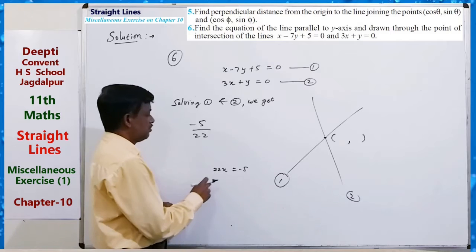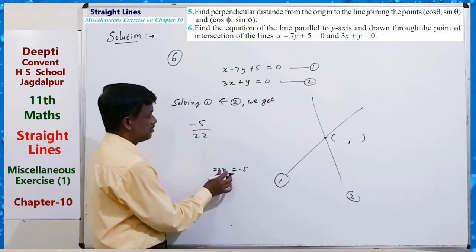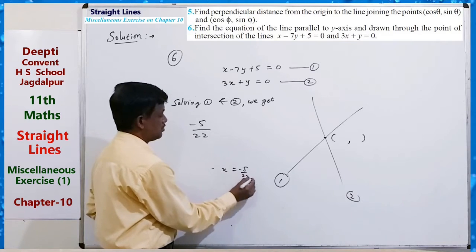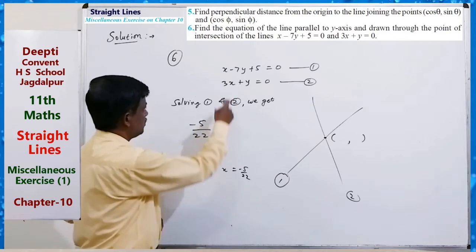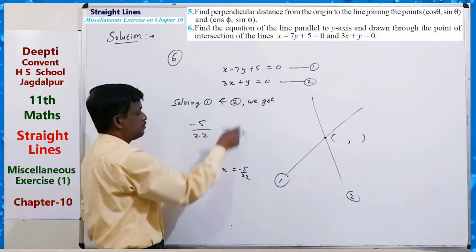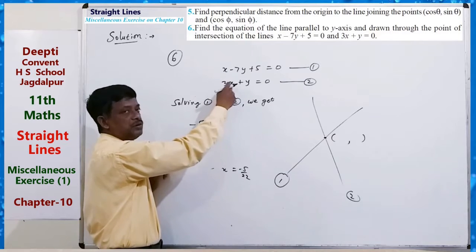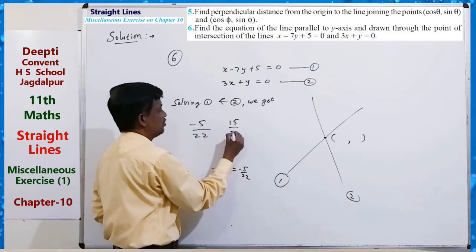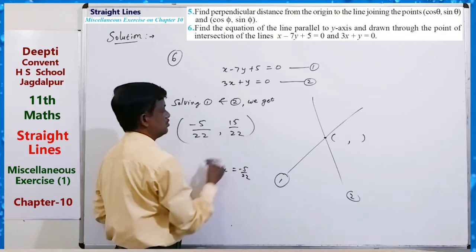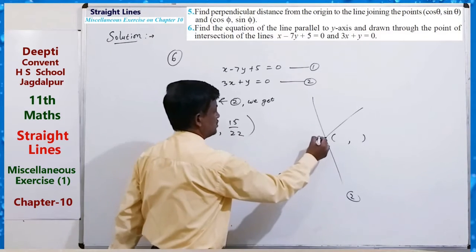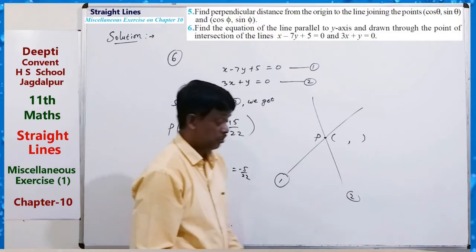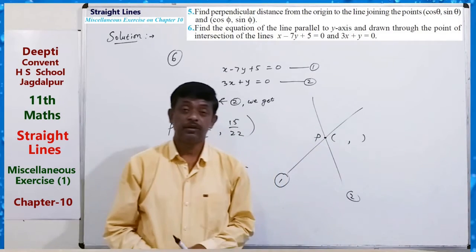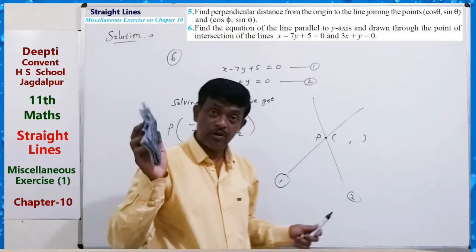Second value: just put the value of x here. So y equals minus 3 times minus 5 by 22, which is 15 by 22. So this point is the intersection point P. Now, the equation of a line parallel to the y-axis.